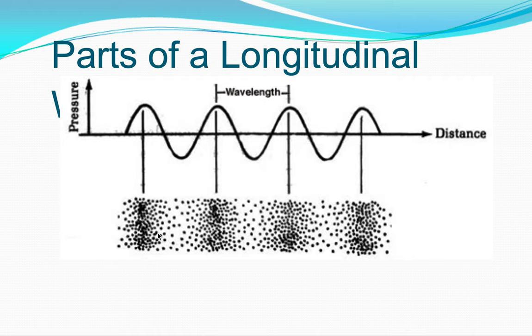So compression waves or longitudinal waves have all the same quote-unquote things as a transverse wave, okay? So I could measure the length of the wave. The length of the wave would be from the compression to the next compression. Where we call this the crest or the peak on a transverse wave, on a longitudinal wave this is called a compression, where the particles are squeezed together the most. So if I measure from compression to compression, that would be the length of one wave, okay? Now, where this was called the trough on a transverse wave, on a longitudinal wave this is going to be called a rarefaction.